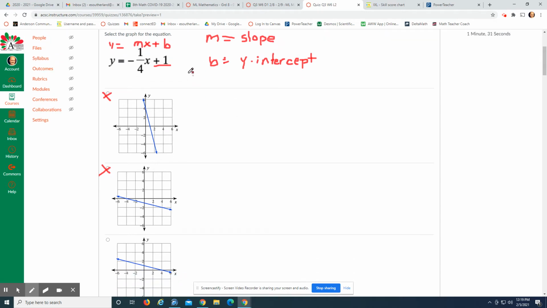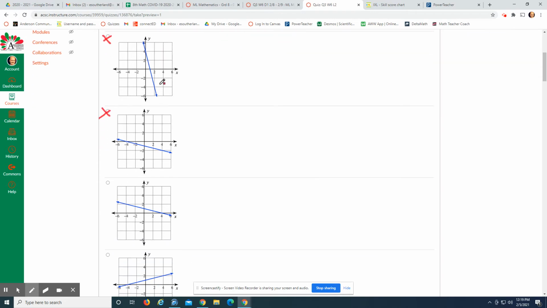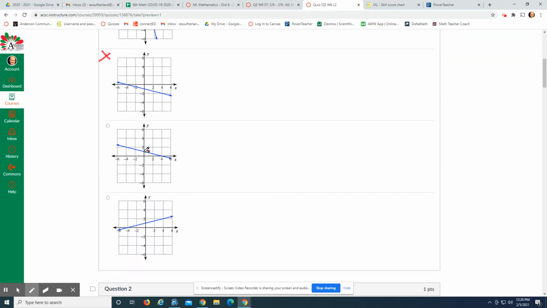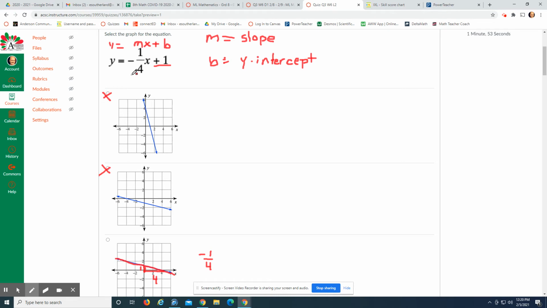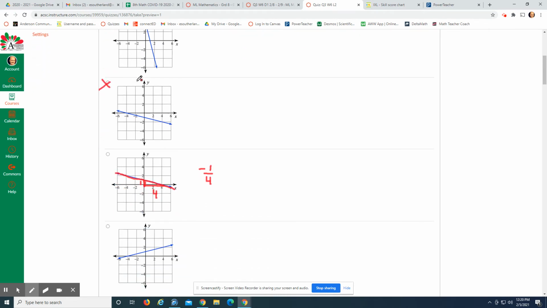Now I want to look for the slope that has a -1/4. So if I look at this one, I can see that it has a rise of 1 and a run of 4. And left to right, it's going down. So the slope of this is -1/4. If I go back and check, well, that's exactly what it says I should have. And so here's what I know: I know that C is the correct answer.